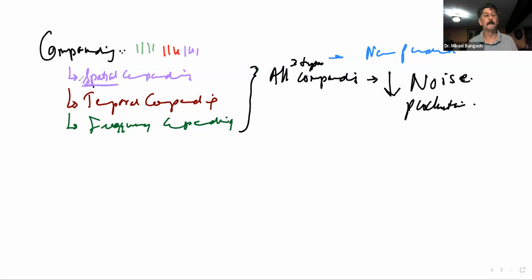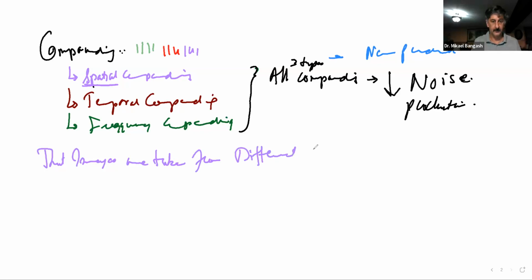Now, spatial compounding will be the first one. That is a method where the images that we use in spatial compounding are taken from different angles. Now, how does that work?